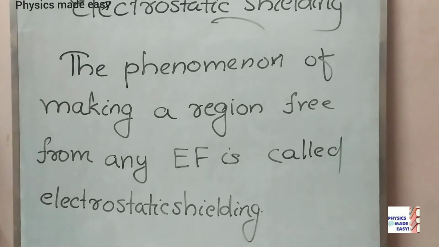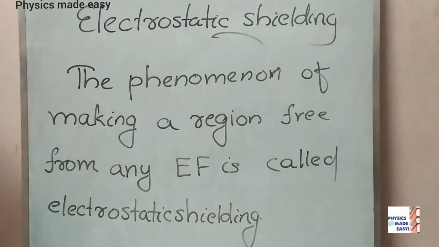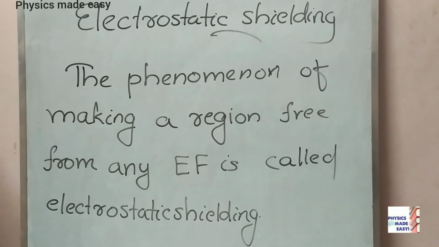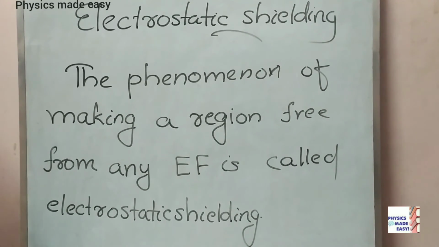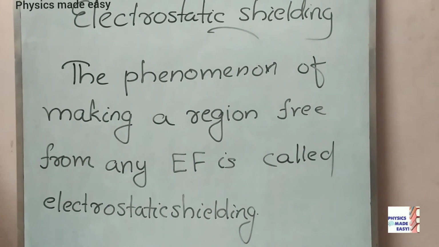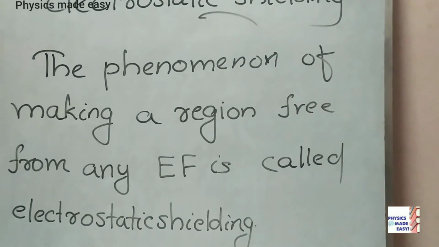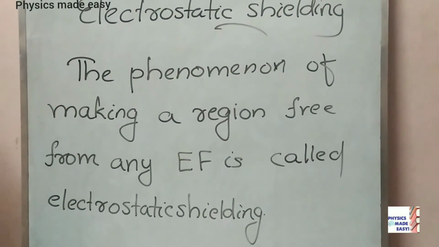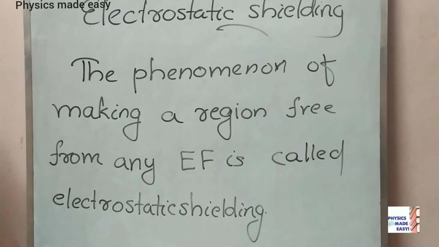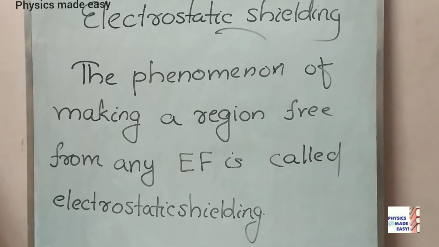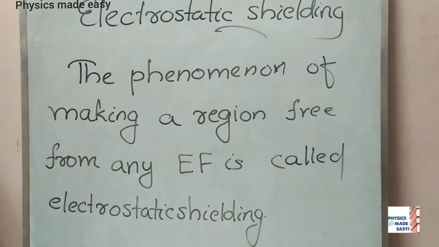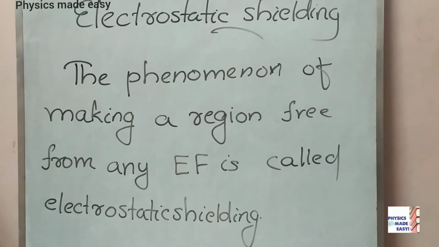Next one, sensitive components of electronic devices are protected or shielded from external electric disturbances by placing metal shields around them. Then the last one, in a coaxial cable, the outer conductor connected to the ground provides an electrical shield to the signals carried by the central conductor.